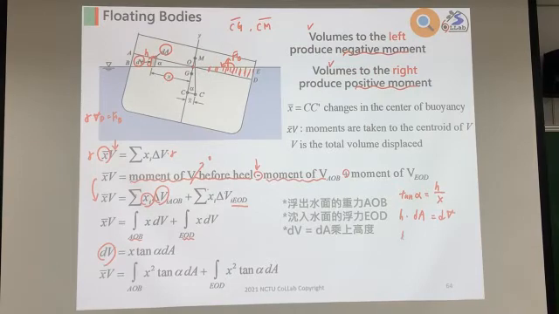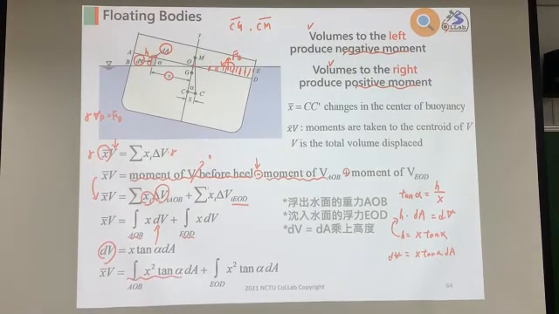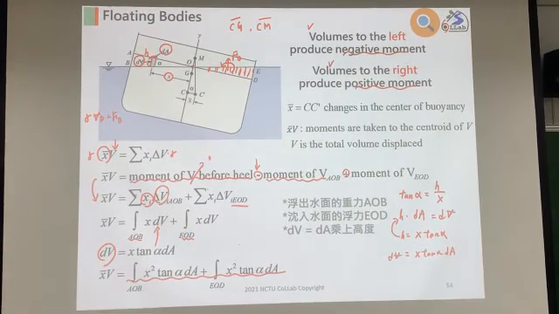Okay, so h is equal to x tangent alpha. And then you replace h by x tangent alpha. So dV is equal to x tangent alpha dA. Okay, so that's why here we use dV equal to x tangent alpha dA. And then you just put it into the integrations. So finally you can summarize the final term like this.